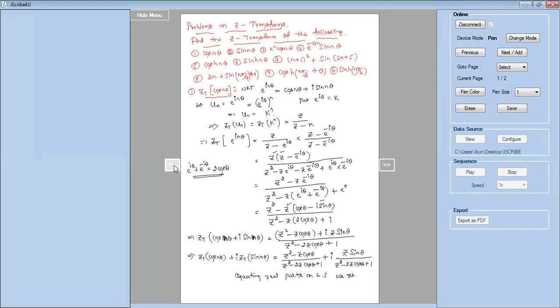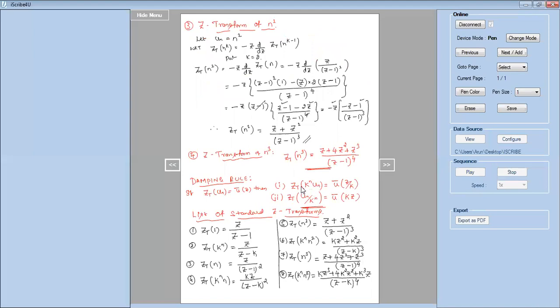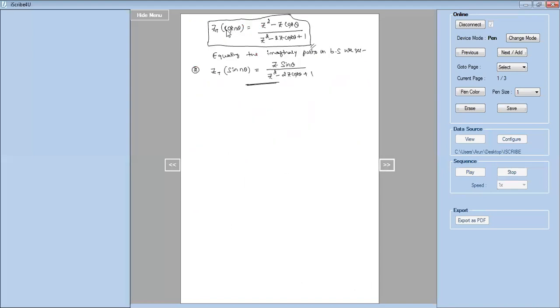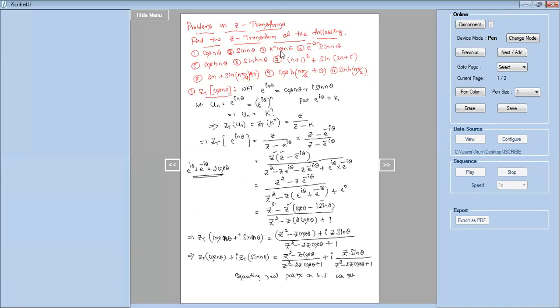According to the damping rule, you know, I'll go to the previous step. According to the damping rule, if we have k power n into u n, the final answer will be calculated just by putting z equal to z by k. That means in the derivation of this z transform of cos n theta, you just put z equal to z by k and simplify, you get the answer for problem number 3. But repeating this entire steps is mandatory. You already did it. I'll just write the answer for the third one without the repetition. The steps I am not going to rewrite once again. Directly the answer will be written. But remember guys, in the annual exam, you have to repeat the entire thing.